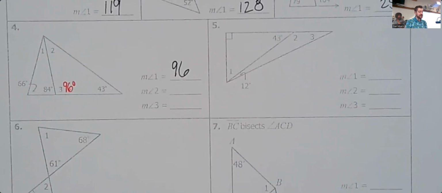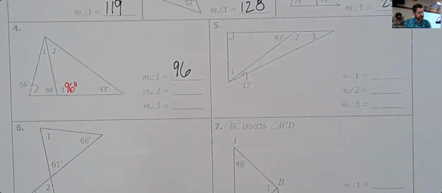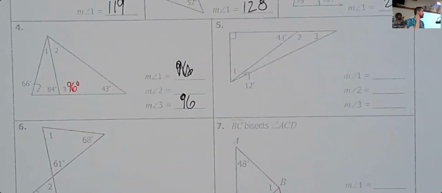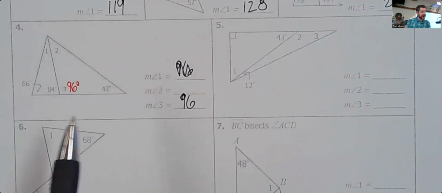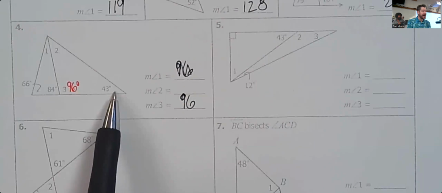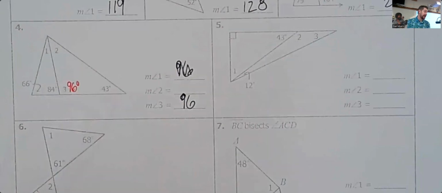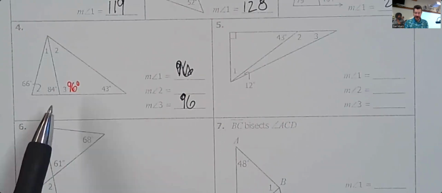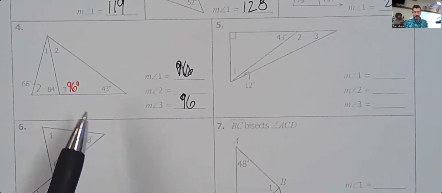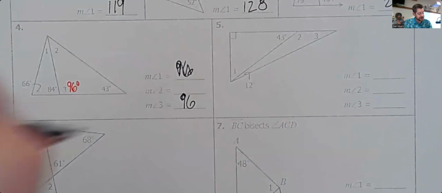All right, so somebody give me another. Oh, that was not angle 1. Sorry, that was angle 3. 96. Next one, 1 or 2? 2. Okay, angle 2. So angle 2 adds together with the 96-degree angle and the 43-degree angle to add up to 180, because 3 angles in a triangle add up to 180. So if you take 180 and you subtract 96 and you subtract 43, that gives us 41 degrees. So angle 2 is 41.